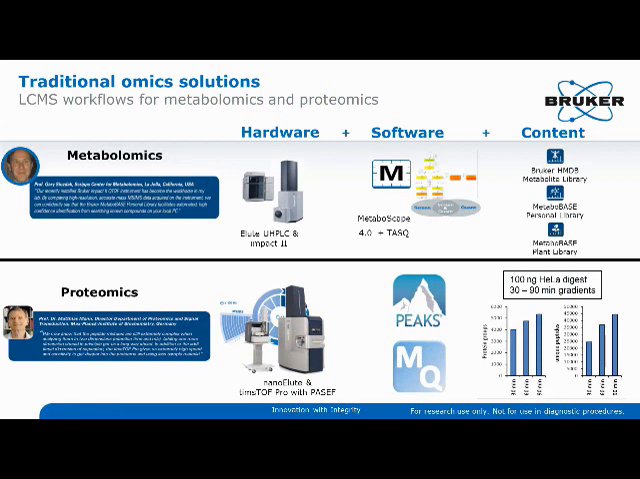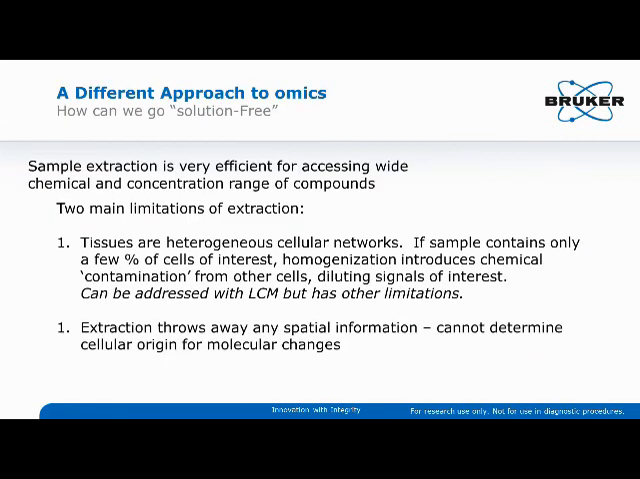So there are two really good classical approaches here from the traditional omics standpoint, but looking a little forward, there are a couple of downsides if you think about it. First of all, the sample extraction process. It is a very efficient process for extracting a very wide range of chemical compounds, as you saw with the metabolites to lipids to proteins.